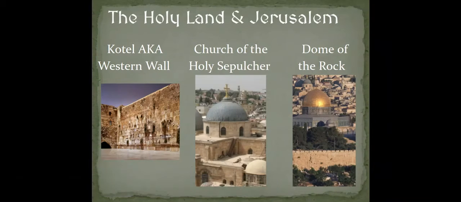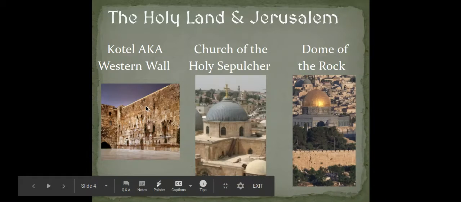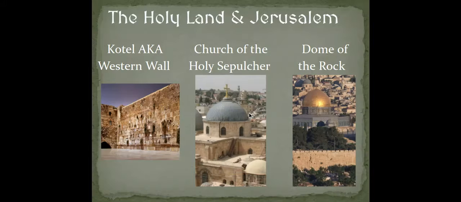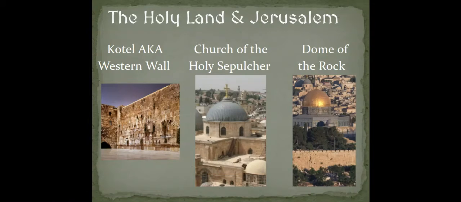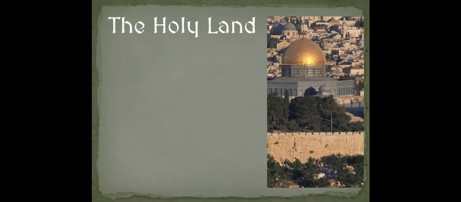Here's some pictures of the Holy Land. This is the Western Wall in Jerusalem. This is the Church of the Holy Sepulchre, which is a church built over where it's believed Jesus was buried. And here's the Dome of the Rock, which is built above the platform where Muhammad was taken up into heaven and given the Quran by the angel Gabriel.